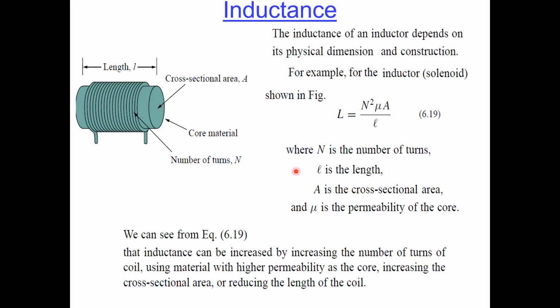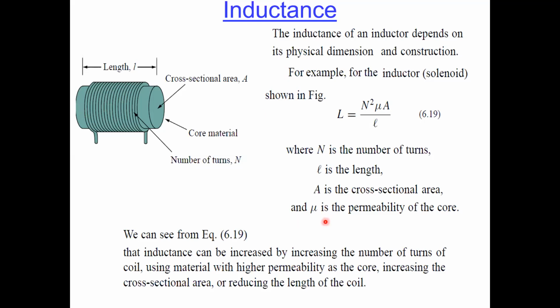So now we have to find the mathematical formula for the inductance, which is L = N² μ A / l, where L stands for inductance, N stands for the number of turns of the coil, and μ is the permeability of the core material, which is defined as the ability of the core to allow the magnetic flux lines through itself.